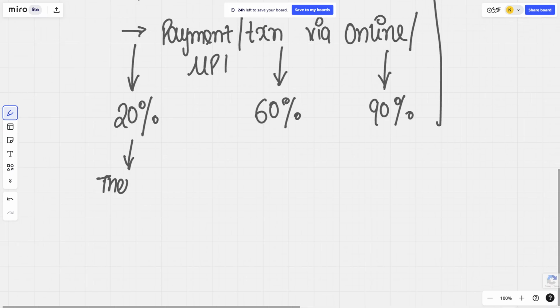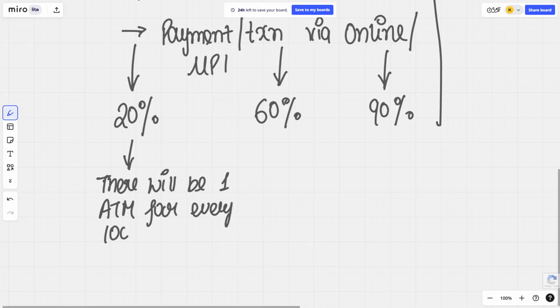And in tier 1, let us assume that there will be one ATM for every 1,000 people. And for tier 2 and tier 3, we can assume one ATM per 2,000 people.